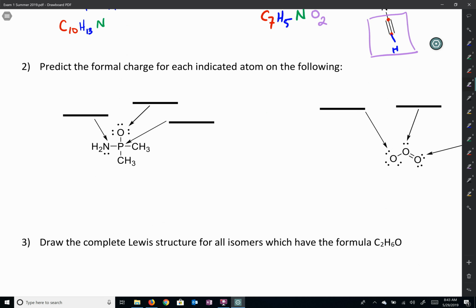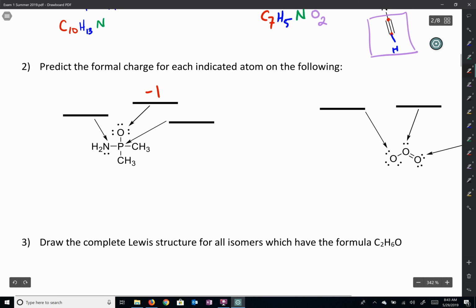Okie dokie. So predict the formal charge for the following. I could keep tabbing over, but you're going to need a periodic table to do this, right? There's multiple ways of doing formal charge. There's the magic circle, which we talked about in class. There's formulas you can use. It doesn't matter which way you want to do this, you just need to know how to do formal charge.